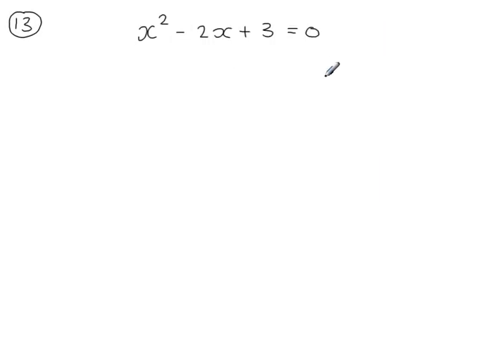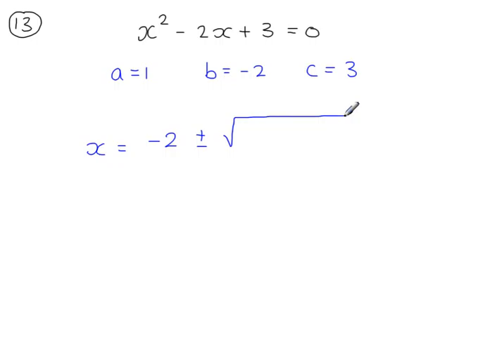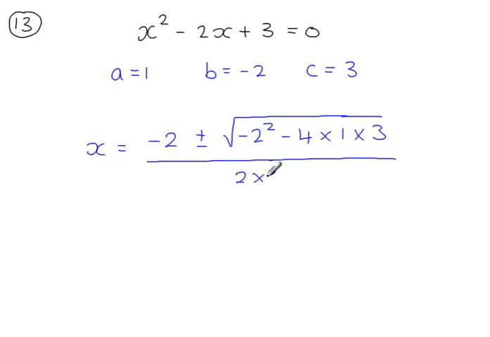I've got this quadratic equation that I'm going to solve using the quadratic formula. So a is equal to 1, that's the coefficient of x squared. b, the coefficient of x, is −2. And c, the constant, is equal to 3. So far, so good. And putting all this into the quadratic formula, x is equal to −b plus or minus root b squared minus 4 times a times c, all divided by 2 times a.